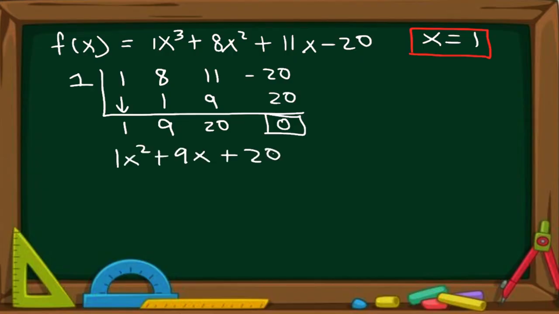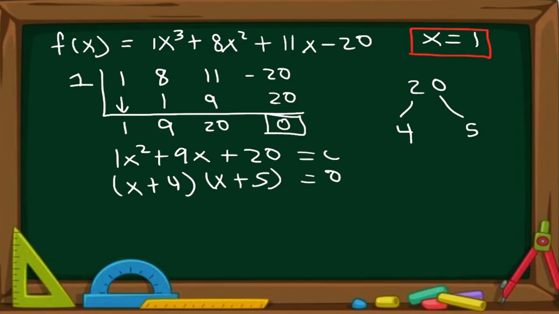Now let's factor it. What are two numbers that multiply to 20 but add to the middle coefficient 9? So this is going to be 4 and 5. 4 times 5 is 20, 4 plus 5 is 9. So to factor, it's going to be x plus 4 times x plus 5. And let's set that equal to 0. So therefore, x will be equal to negative 4 and negative 5. So now we have three zeros of the polynomial function, 1, negative 5, and negative 4.